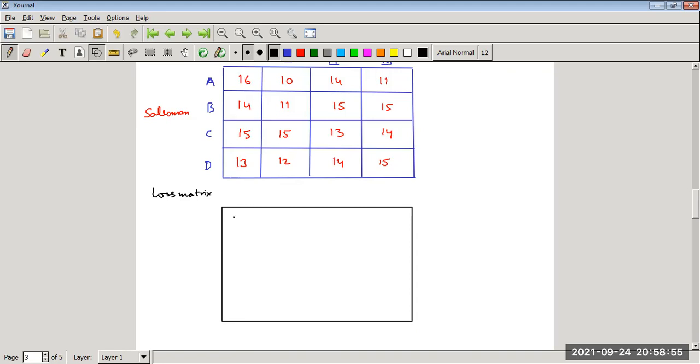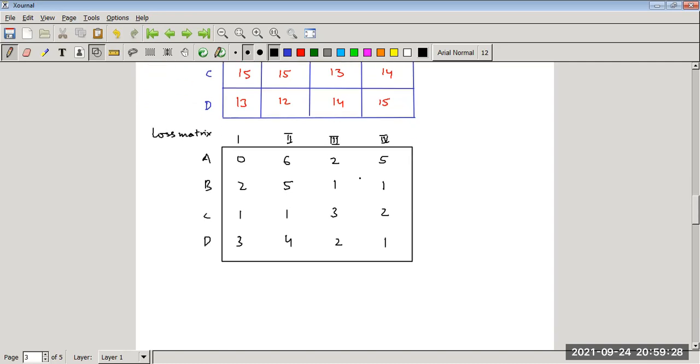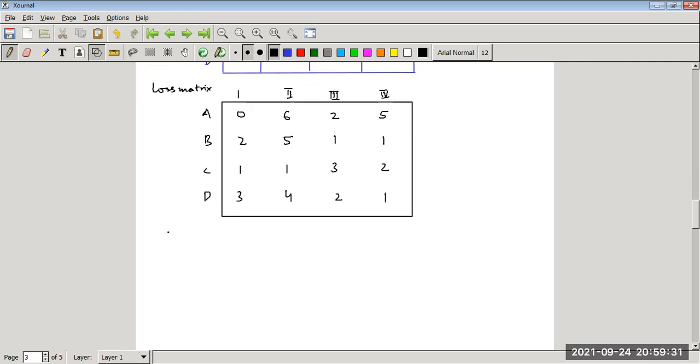Maximum is 16. So 16 minus 16 is 0. 16 minus 10 is 6. 16 minus 14 is 2. 16 minus 11 is 5. And so on for the remaining entries. So this is the loss matrix. We have converted the maximization problem into a minimization problem by subtracting each entry of the profit matrix from the maximum element. Now we start row reduction.